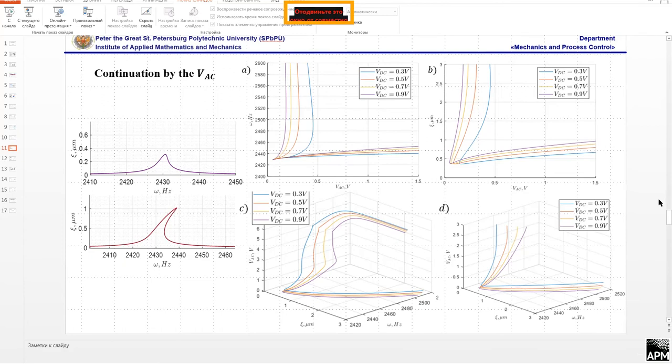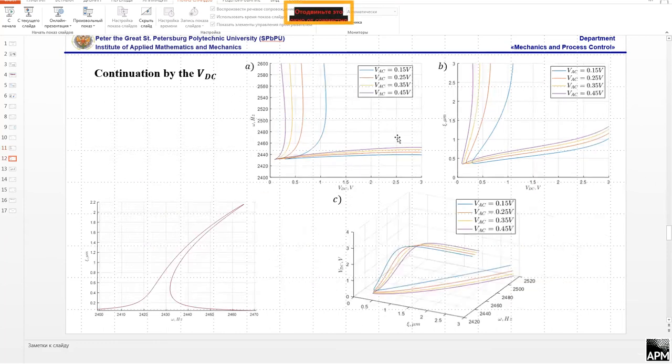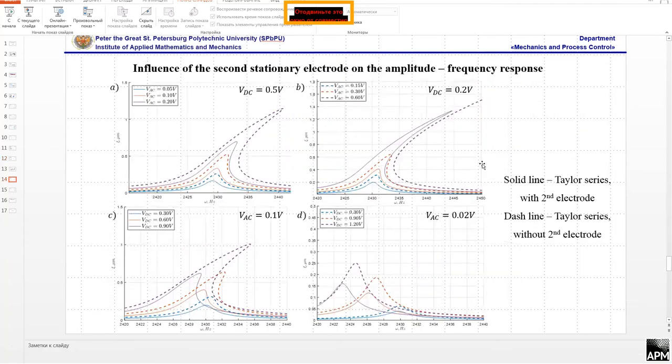Since at low voltage values, the frequency response function is unambiguous and does not have an unstable branch. In this connection with the continuation of the bifurcation point, no solutions are observed in this area. And the same effect is observed upon continuation with respect to the parameter VDC in this area and all the solutions.